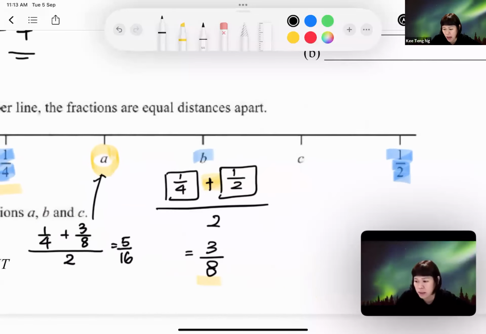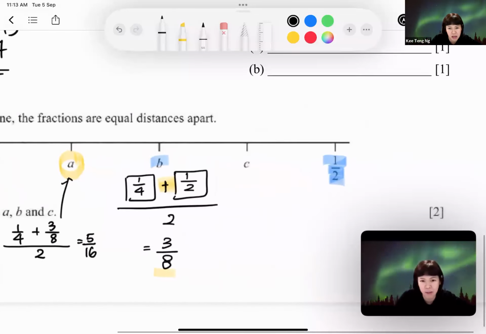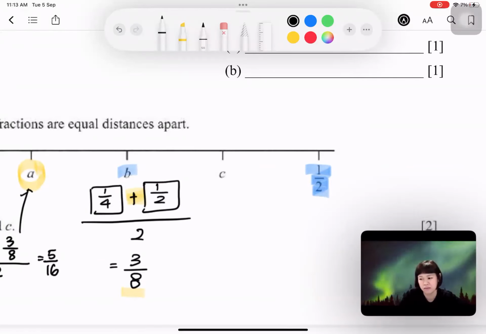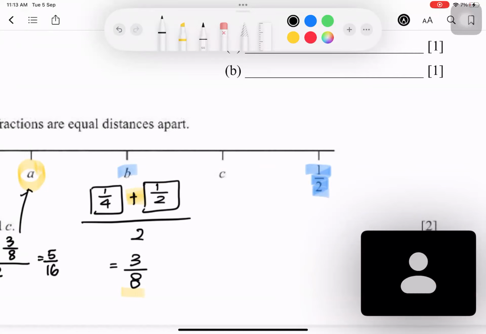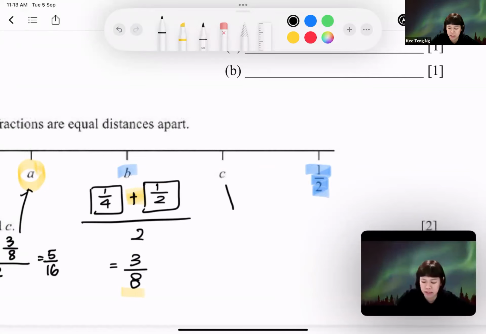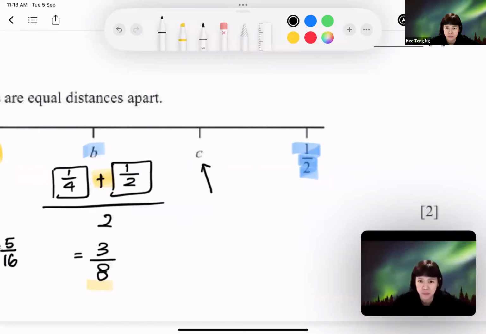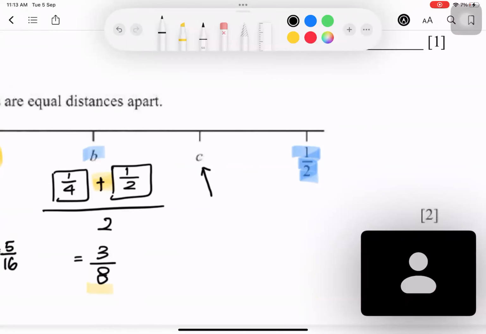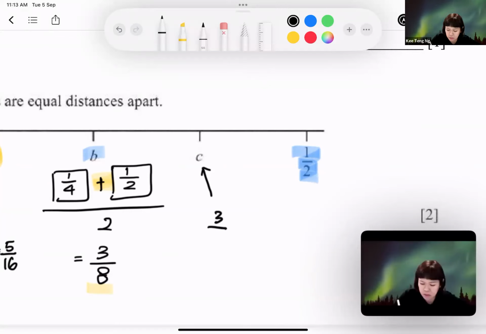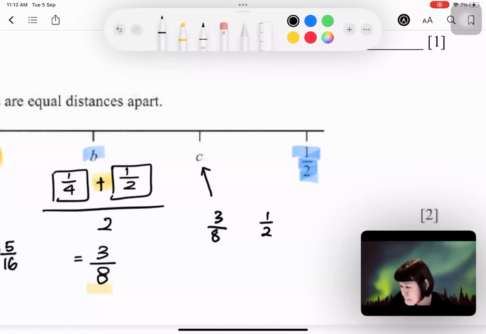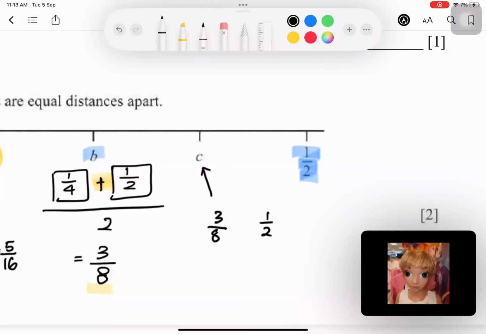Next one, then I must call Aiman. Aiman, are you still there? Yes, Aiman, please. Can you tell me how to find C? C is in between which two numbers? 3/8 and half. Yes, 3/8 and half. Can you tell me what's the method to find the number midway, exactly in between the two of them? What am I going to do to these two numbers? 3/8 plus half divide by 2.